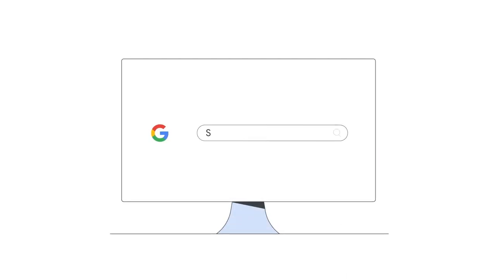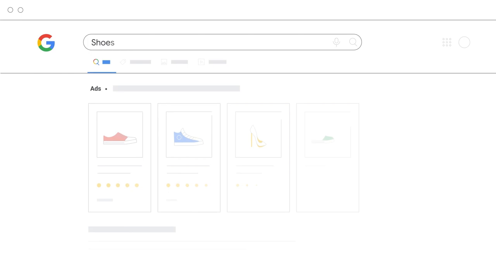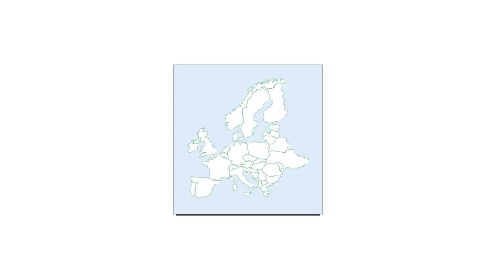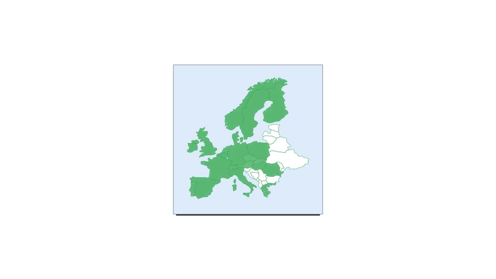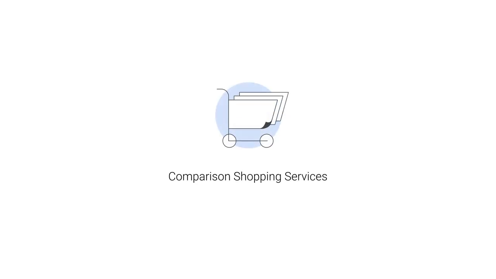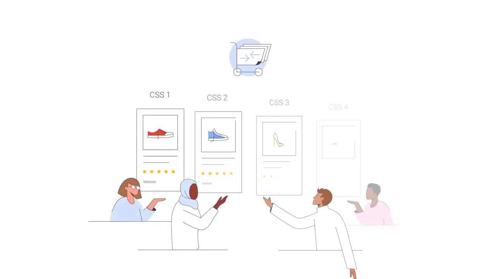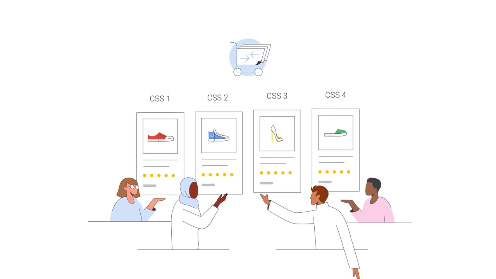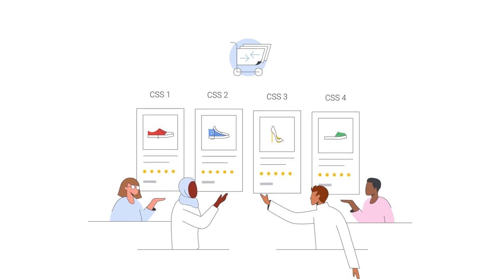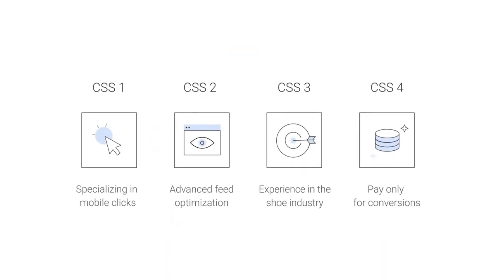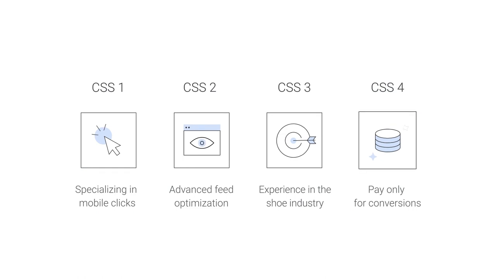When shoppers search for products on Google, they can see relevant shopping ads for offers from many stores. In countries where the CSS program is available, merchants choose which comparison shopping services, or CSSs, to work with to place shopping ads on Google's general search results page. As a CSS, you decide which services and charging models to offer your customers.